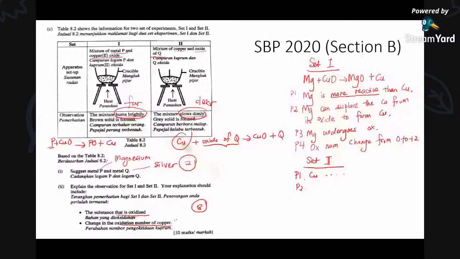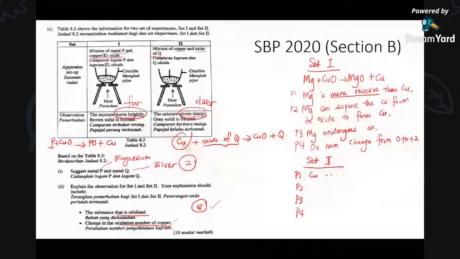Okay, so all together you have 8 points. Set 1 4 points, set 2 4 points. So you'll get 8 marks. So don't simply blabber your answer. Make sure you hit the point correctly. Okay.